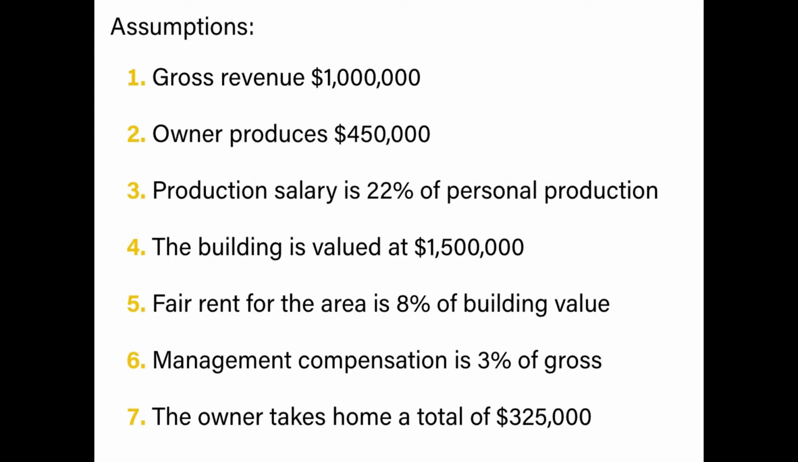Let's assume a gross revenue of $1 million. The owner produces 450,000. Production salary is 22% of personal production. The business is valued at 1.5 million. Fair rent for the area is 8% of building value. Management compensation is 3% of gross. The owner takes home a total of 325,000. So how much is the profit based on that formula?